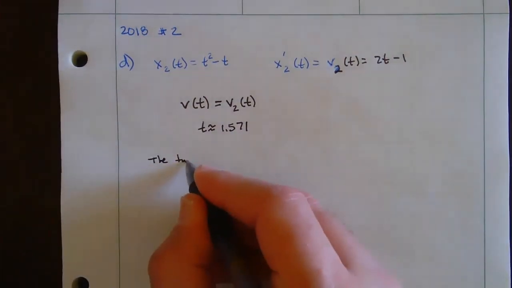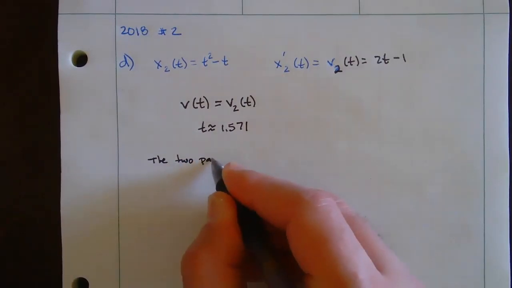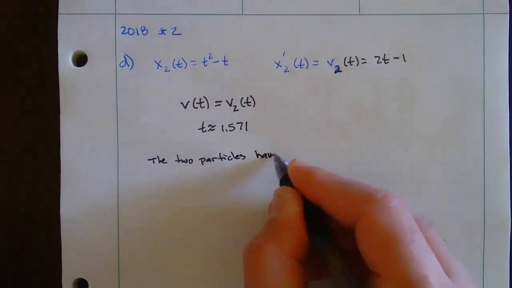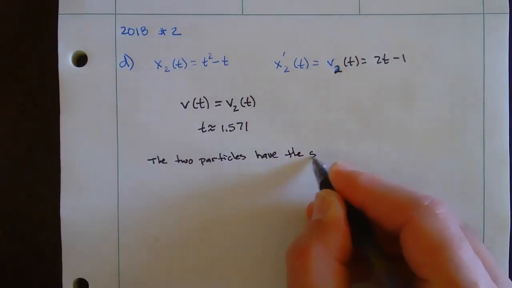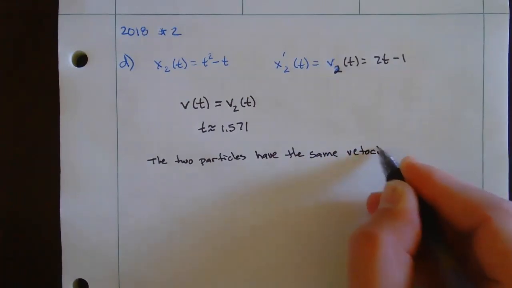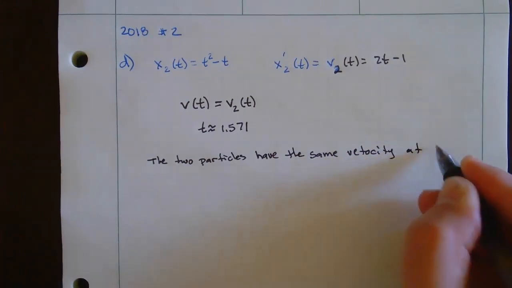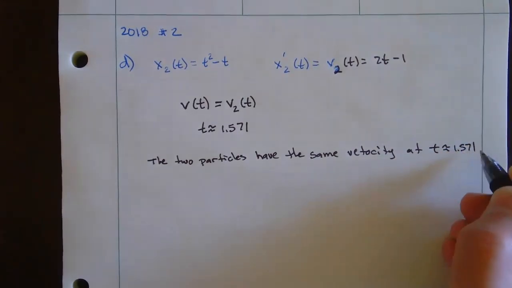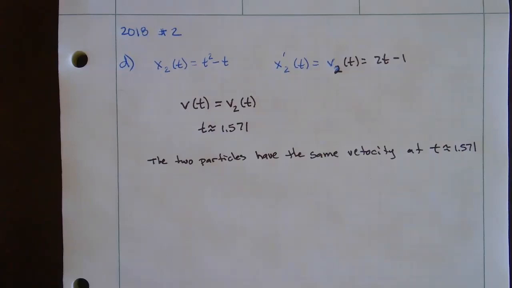The two particles have the same velocity at t is approximately 1.571, okay? And this whole problem was a particle moving on a line problem because it was moving on the x-axis, so that's just back and forth, right, on one line. Okay, so they're going to ask you a problem like this, okay?